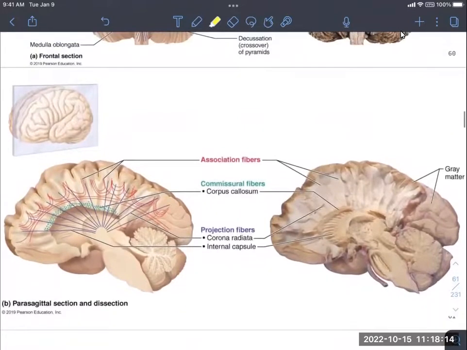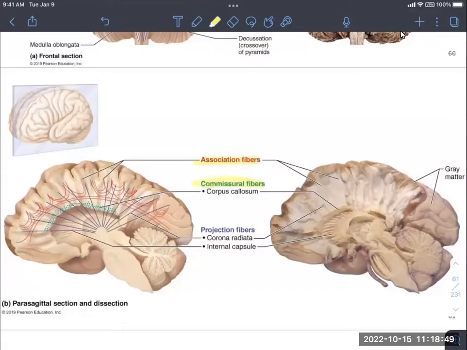Here's another view, in both a drawing of a brain and a real brain. You can see those association fibers as they go through all the different areas of the brain. Those commissural fibers are all those little green dots, because we're looking at a parasagittal cut. So you can see that they go between the right and left hemisphere, but we're only seeing one side of that. That's why it's all those little green dots.